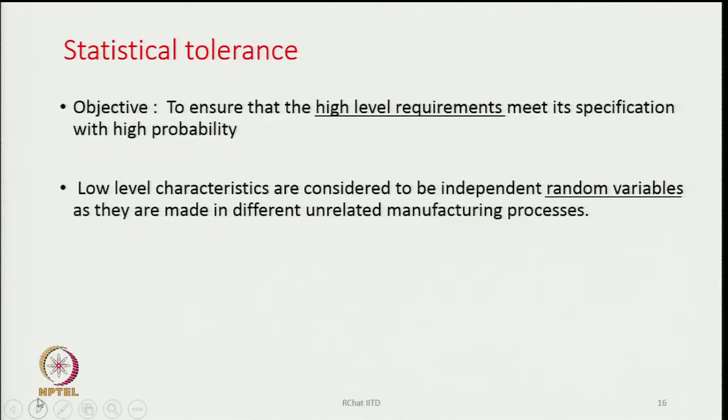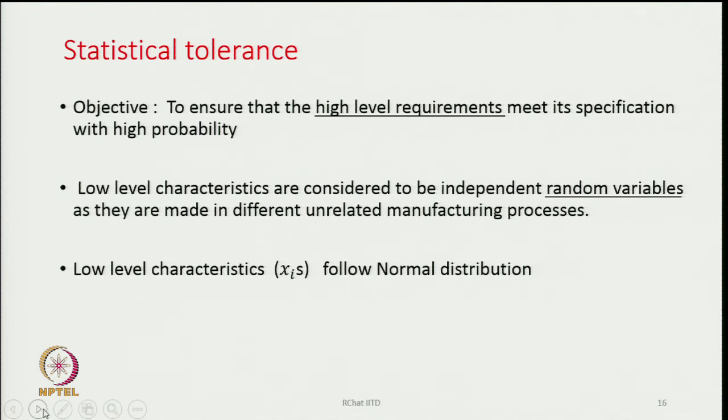The other thing that we will decide now is the statistical tolerance. The objective is to ensure that the high level requirements meet their specification with high probability, and low level characteristics are considered to be independent random variables as they are made in different unrelated manufacturing processes. The different components are made in different manufacturing processes, by different machines it could be, and therefore, they can all be considered to be independent random variables.